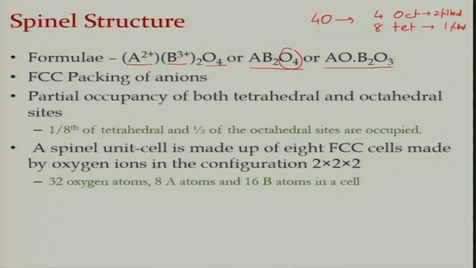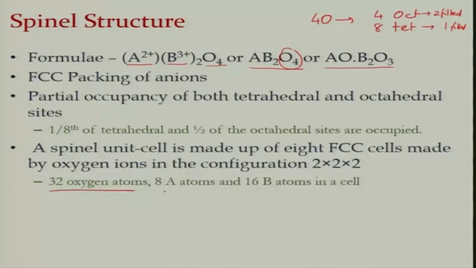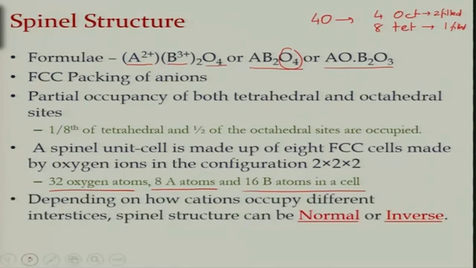So basically what happens is that in a spinel unit cell, essentially you have 8 FCC unit cells. So you have 4 unit cells at the bottom, 4 unit cells at the top. So 8 into 4 will make 32 oxygen atoms. So for 32 oxygen atoms you will have 8 A atoms and 16 B atoms in the unit cell. This is how the unit cell looks like basically for a spinel structure.